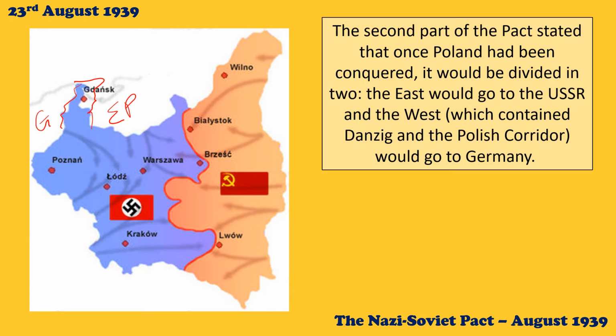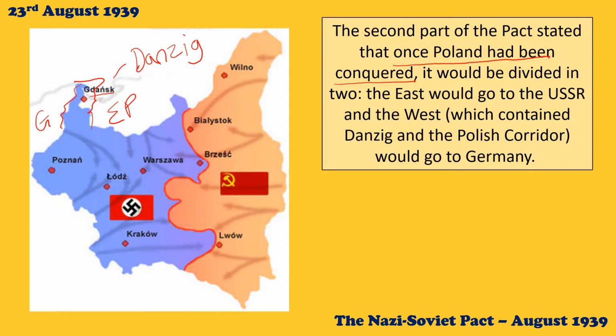On the other map, you might have noticed this city is referred to as Danzig. Danzig is the name of the German city. Gdansk is the name of the Polish city. It's the same place, but it's just the different names that each country gives it. So Germany got the western part of Poland, including Warsaw. Krakow is in there as well. Łódź is in there too. And the Soviet Union got the eastern part. But importantly is this point here. Once Poland had been conquered, it would be divided between the two. Come back to that point very shortly.